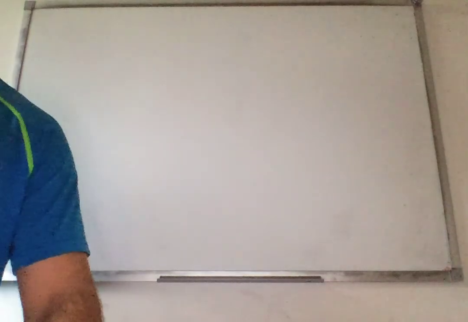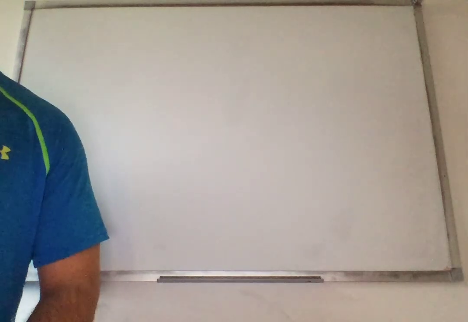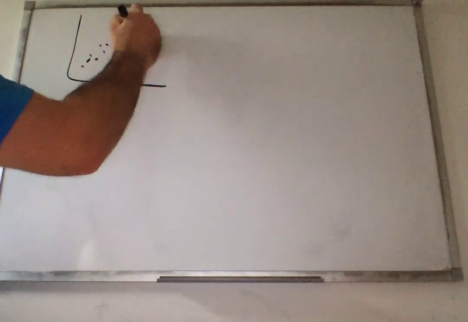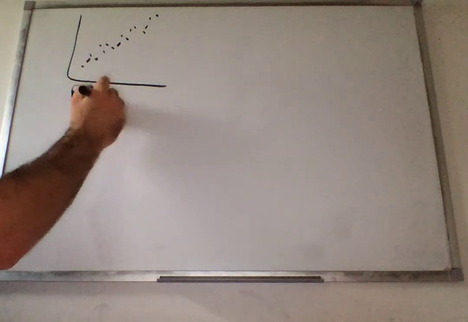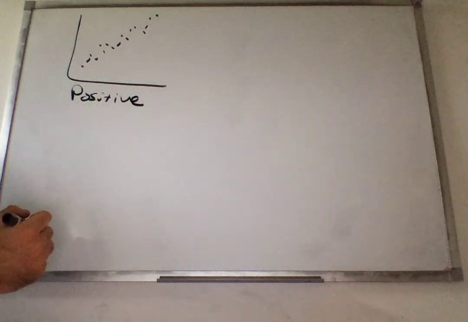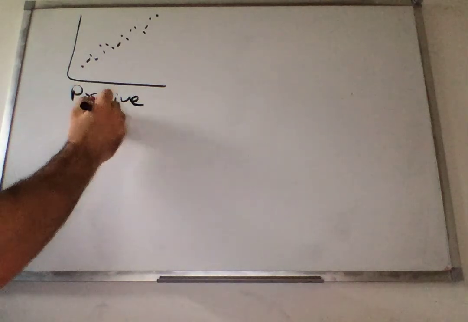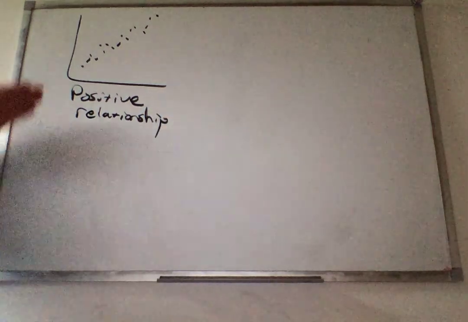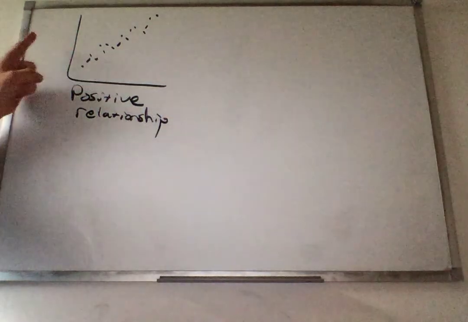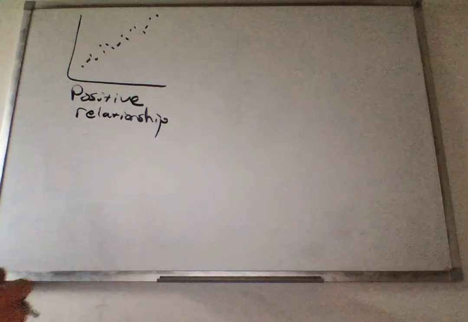So scatter plots show the direction of the relationship between the variables. So for instance, if I were to have a scatter plot that looked like this, this is a positive relationship. Because as one variable goes up, the other variable goes up. So that's a positive relationship.